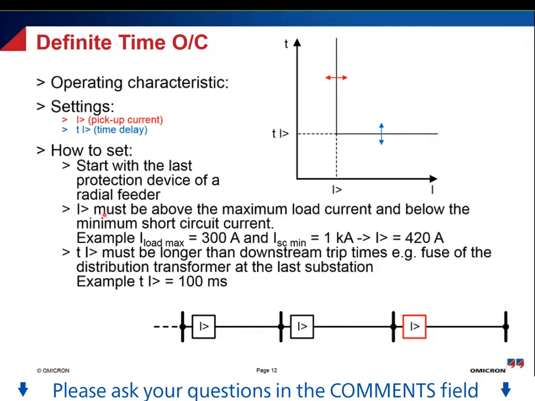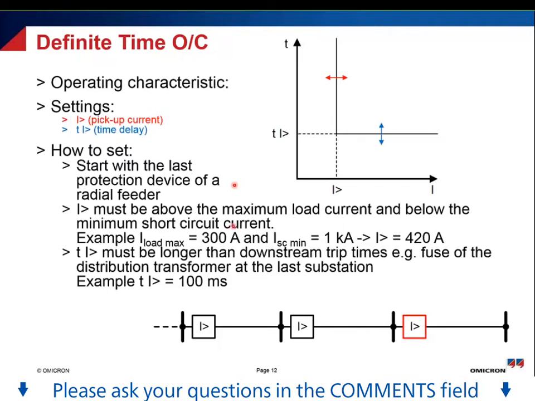Let's start with the pickup current. This must be above the maximum load current and below the minimum short circuit current. So we have two different states of the network. We have the normal state, which is the healthy state, where we only have load currents, and we have the faulty state, where we have fault currents. And to make sure that we can decide between a healthy or normal state and a faulty state, we need to make a current setting between the highest possible load current and the lowest possible fault current.